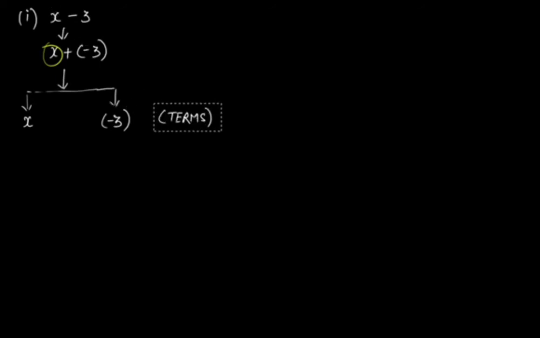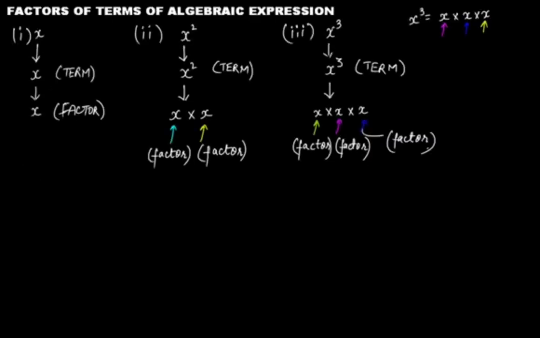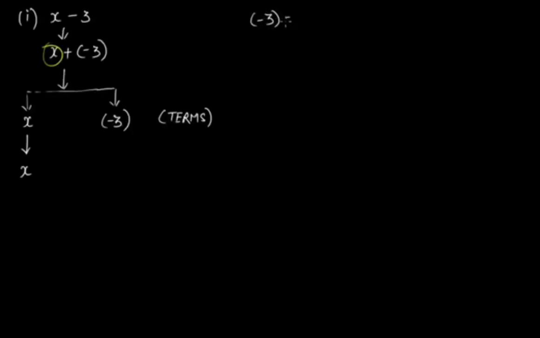Now, if we talk about factors, as we have said, factors are only of terms. So this is term 1, this is another term. For this particular term x, as we discussed, the factor will be x only. And like we have discussed, we can write x as x times 1. In the same fashion, we can think of minus 3 as minus 3 times 1. But as we said, we never take 1 as the factor, so the only factor of this term minus 3 will be minus 3, right? So x is the factor of the term x, and minus 3 is the factor of the term minus 3.